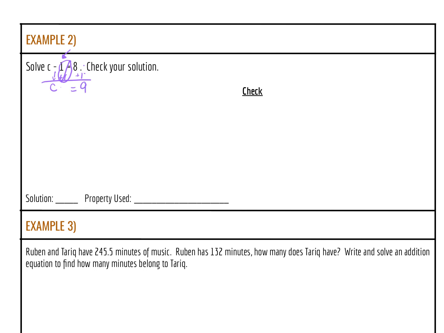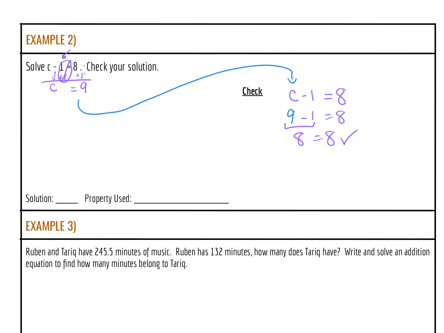So let's go ahead and check. I have C minus 1 equals 8. I'm going to substitute in the 9 for C, and then I'm going to rewrite everything else. Then 9 minus 1 is 8, so I have 8 equals 8. So my solution is C equals 9.